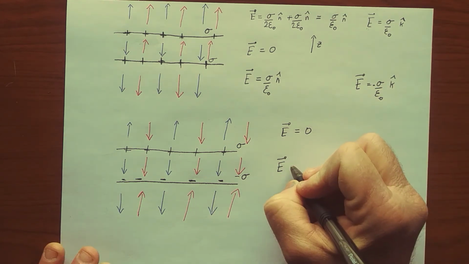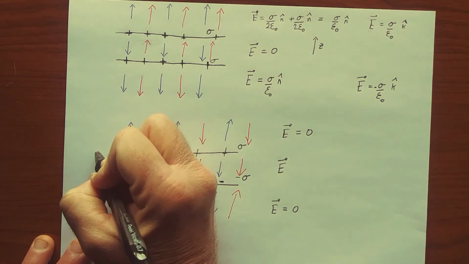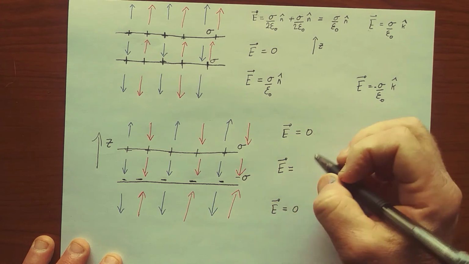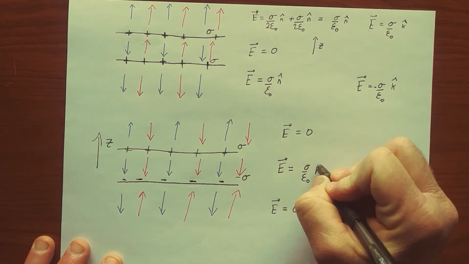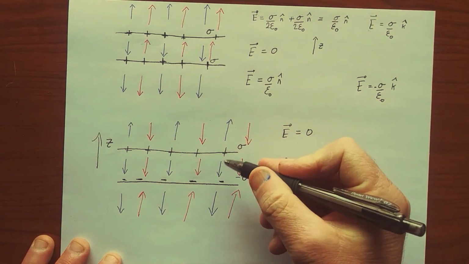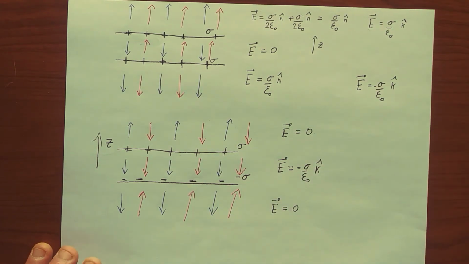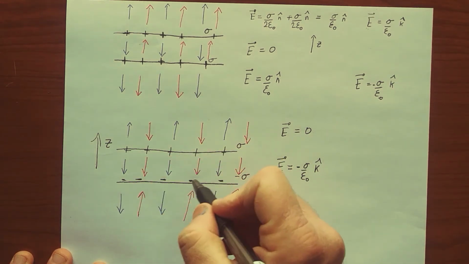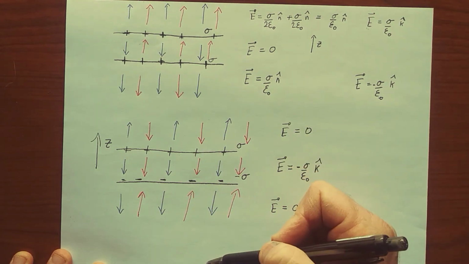is, let's use a coordinate system in which this is the z direction. So we get an electric field which is sigma over epsilon naught. It's vertical, but it's pointing downward, so it's a minus sign. So this is a way of getting a strong electric field between the plates and the zero electric field outside.